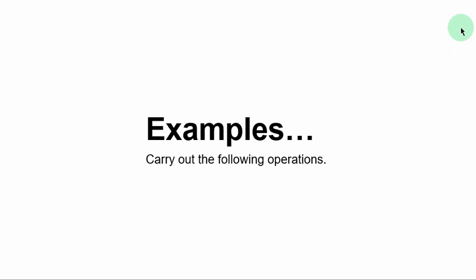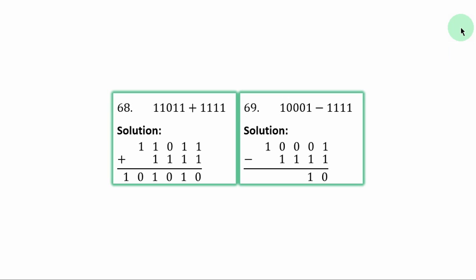Examples: carry out the following operations. Example 68, you have 11011 plus 111. Of course, this is base 2, so you arrange the numbers starting from the unit so that the digits will be in the right position.